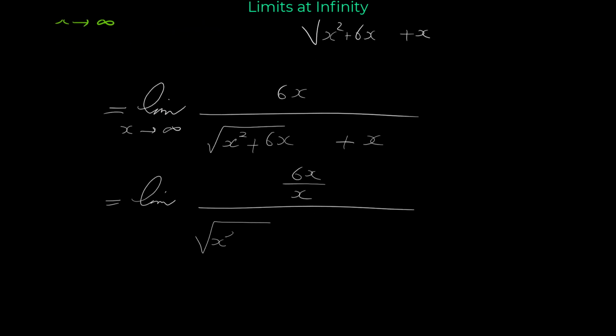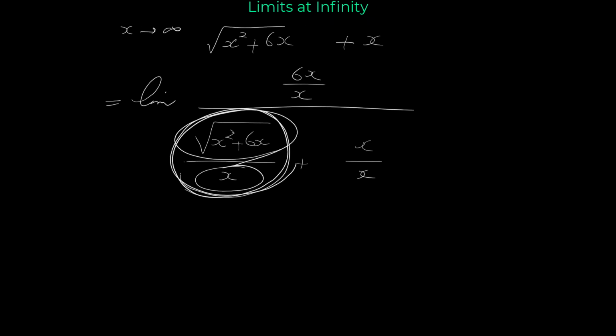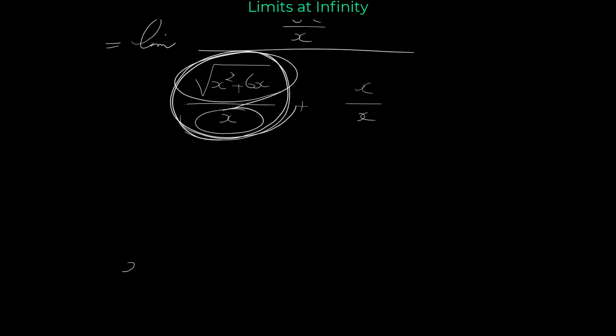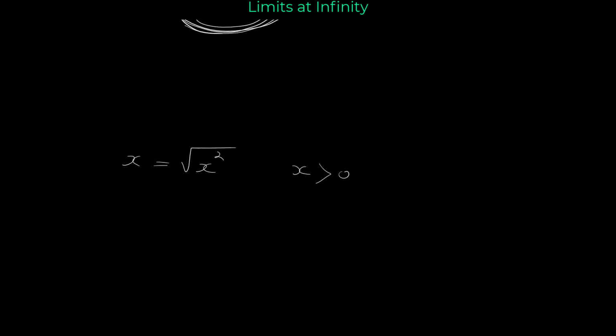So we have this: x to the 2 plus 6x over x plus x over x. But focus on here, how we can really divide this radical by x. If you remember from the previous video, I explained this in detail, that x always can be written as radical x to the 2, but when x is positive. And because in this limit, x approaches infinity, which is positive, so x is a positive variable, we can use this. So we can replace x with radical x to the 2.